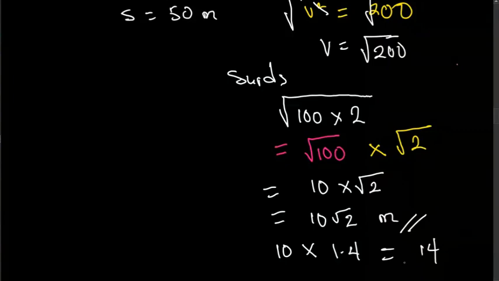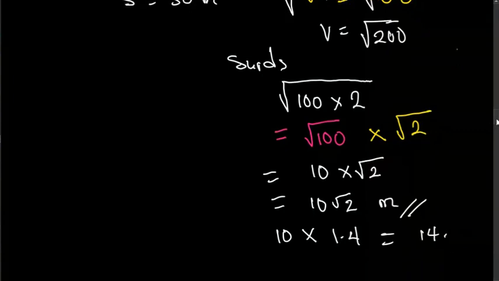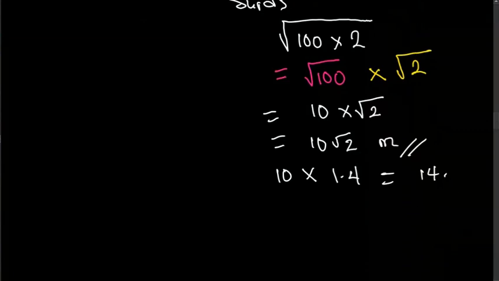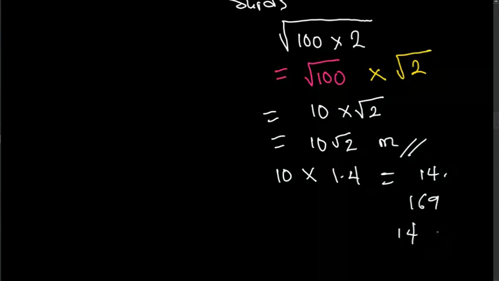So your answer is going to be 14 point something, but I don't know what exactly. 12 times 12 is 144. 13 times 13 is 169. 14 times 14 is what? 14 times 14 is 196, Abby.